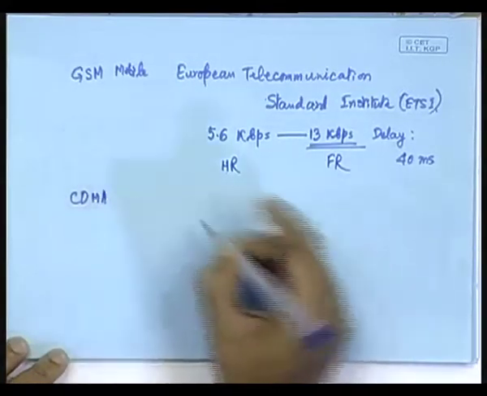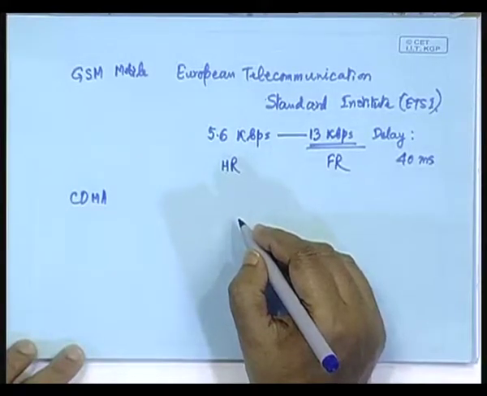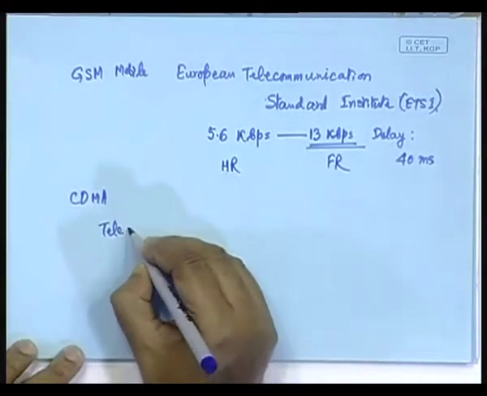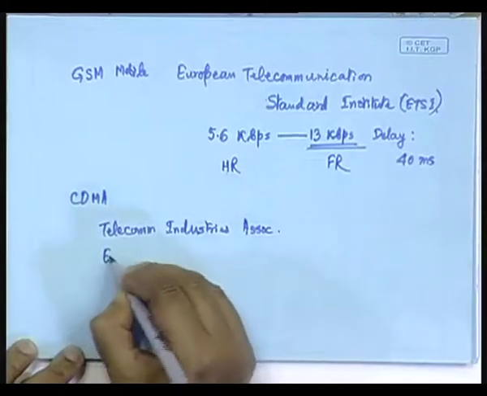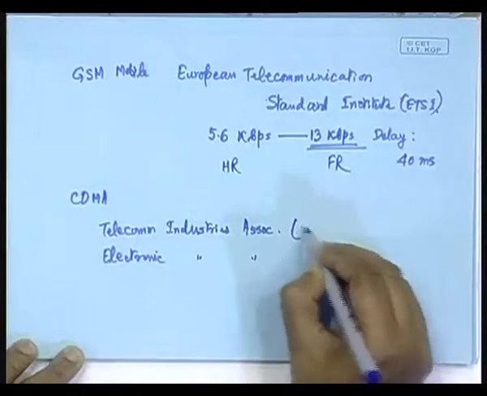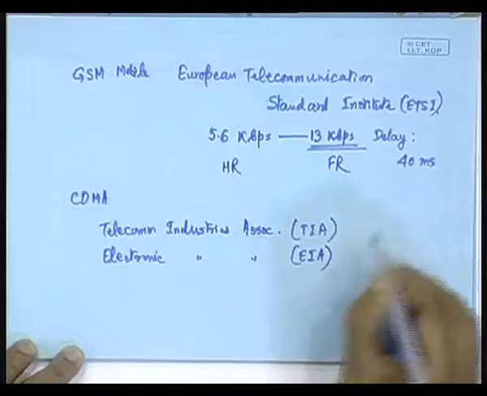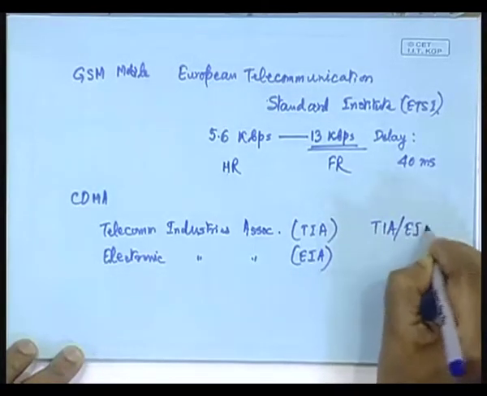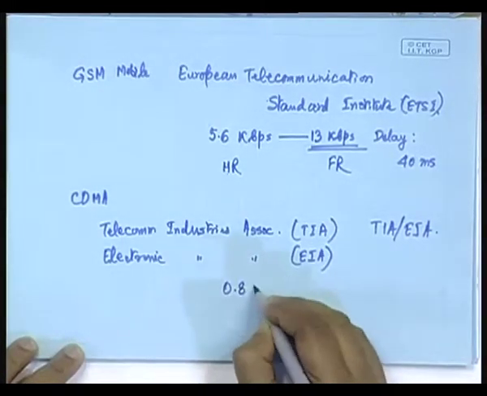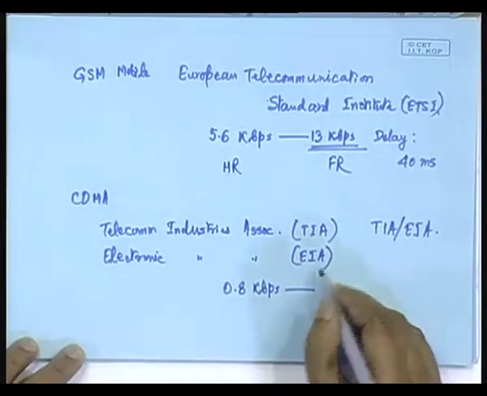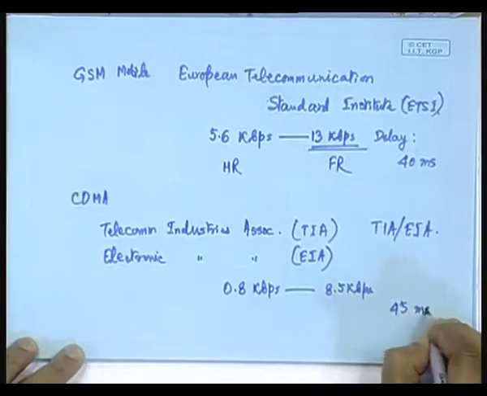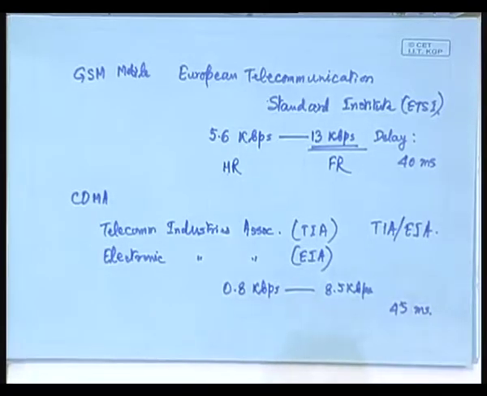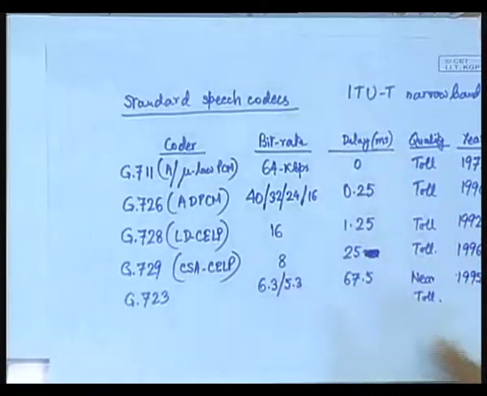For CDMA, the North American standards, by the Telecom Industries Association or Electronic Industries Association, in short TIA or EIA, jointly formulated the TIA/EIA standard, which specifies a bit rate of 0.8 kbps, really low at the lower end, up to 8.5 kilobits per second at the higher end, and the delay for CDMA, code division multiple access, is 45 milliseconds, considerably high both for GSM as well as CDMA, and also for very low bit rate codecs that ITU-T have proposed.